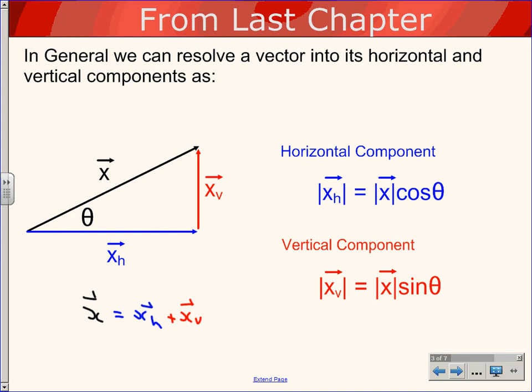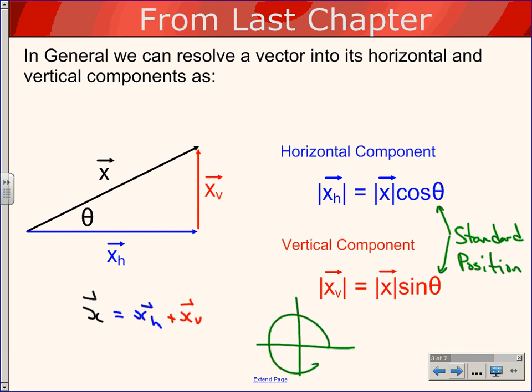Now, the way that we made that calculation was on the side there. The horizontal component was the magnitude of x times cos of the angle, and the vertical component was times sine of the angle. The important part to remember was that theta had to be in standard position. And remember that meant that we were starting on the positive x-axis and rotating in a counterclockwise direction. Okay, so that has to be the way we refer to that angle.